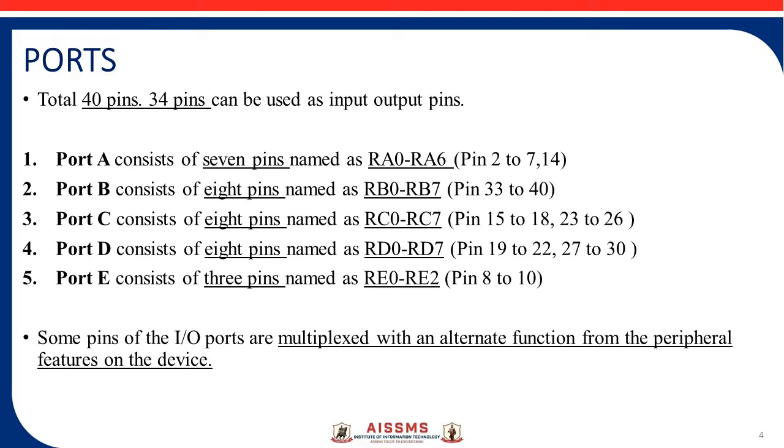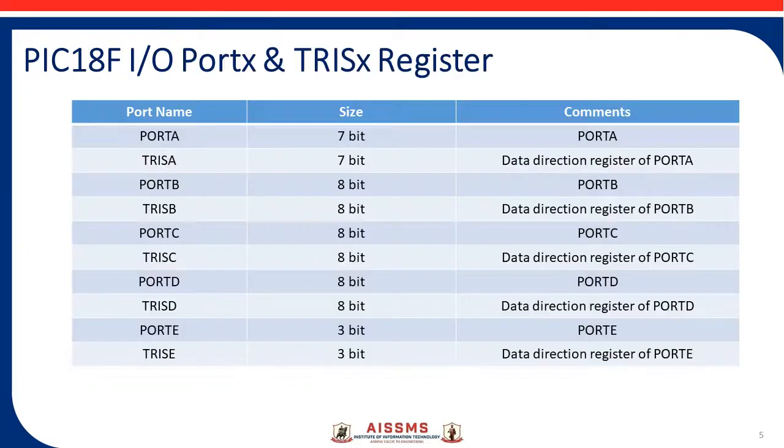So as discussed in the pin diagram, there are total 5 ports. Okay, port A 7 pins, ports B, C, D having 8 pins and port E 3 pins. These are the names of those particular pins and these are the pin numbers. From that pin diagram, some pins work to provide multiple functions, which means one pin provides multiple features. It means that some input output ports are multiplexed with alternate functions from the peripheral features on the device. So this is the overview of the ports.